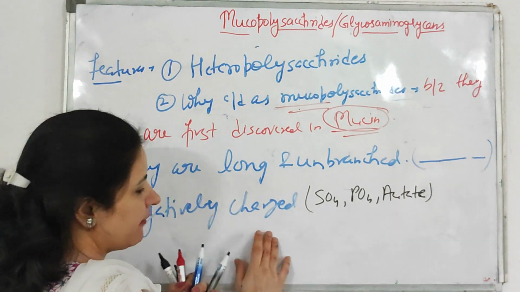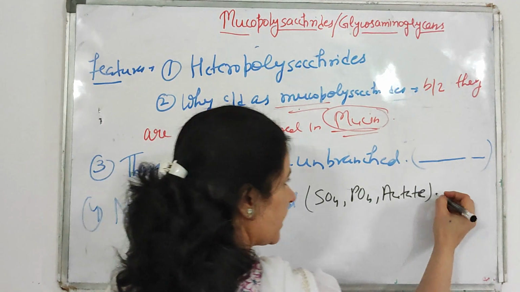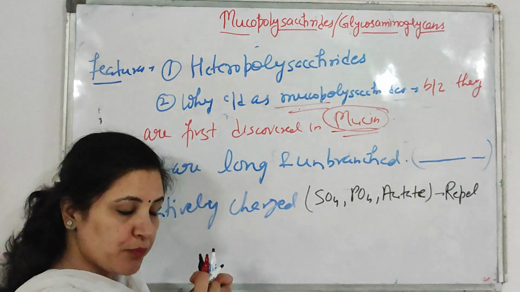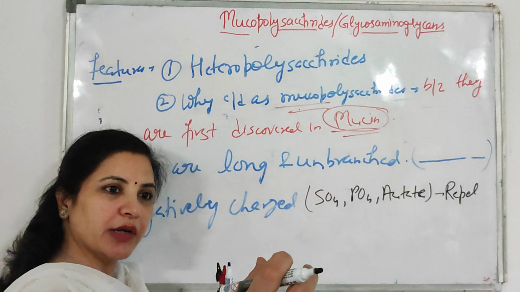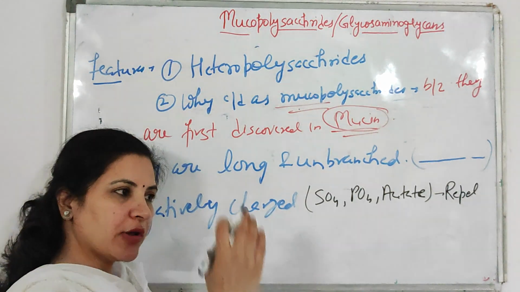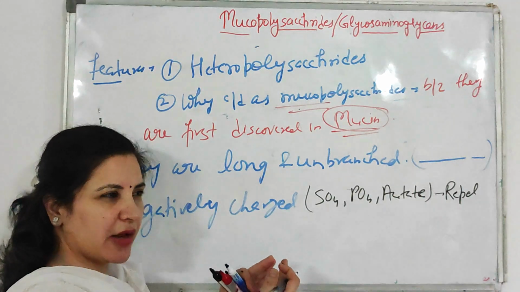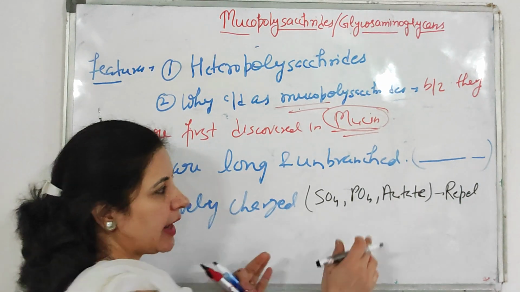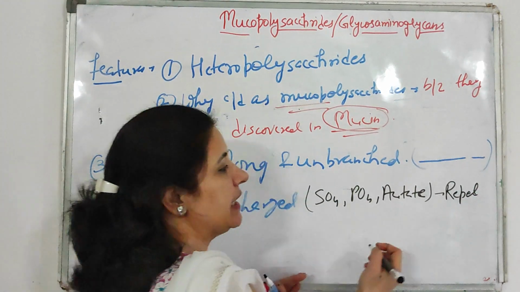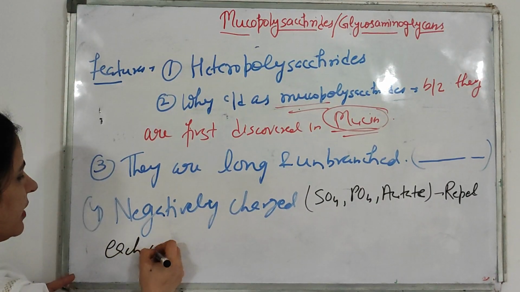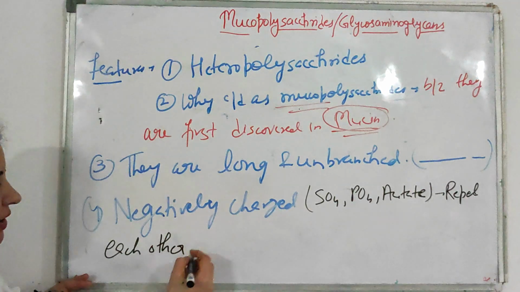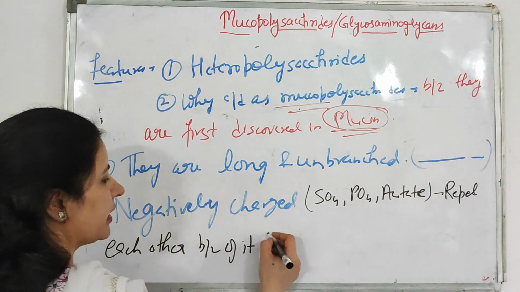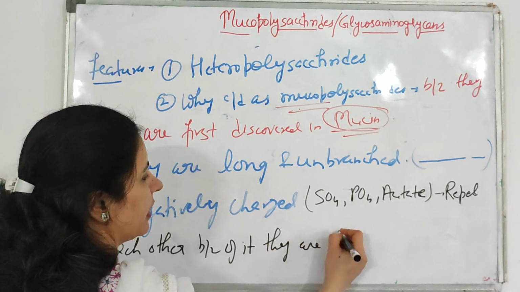Now, because of this negative charge, what will they ultimately do? They will repel each other. These are polysaccharides, so they consist of repeating units, and in these repeating units there is a sulfate, phosphate or acetate at adjacent positions. Because of that, the negative charges will repel each other, and because of this repulsion, they are slippery in nature.